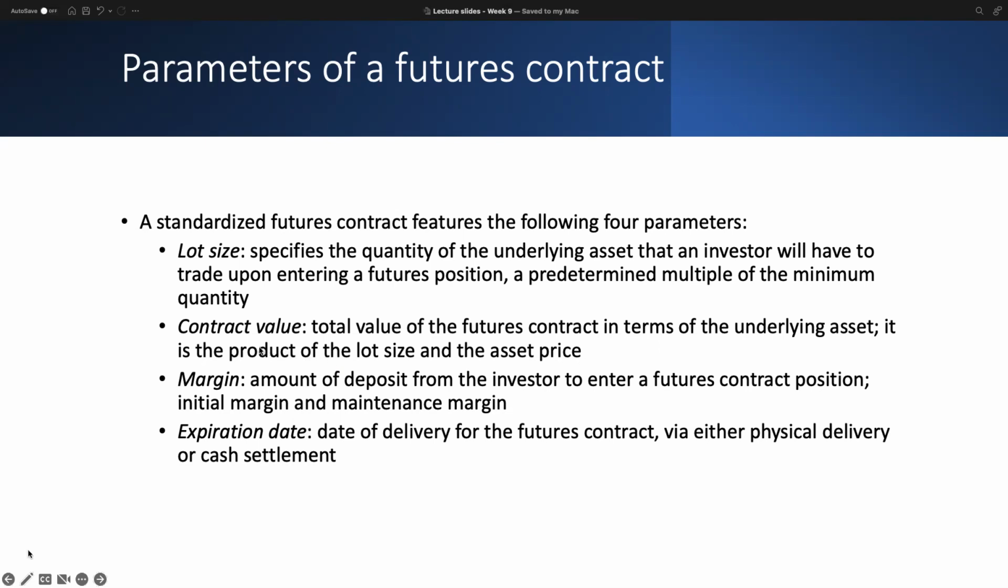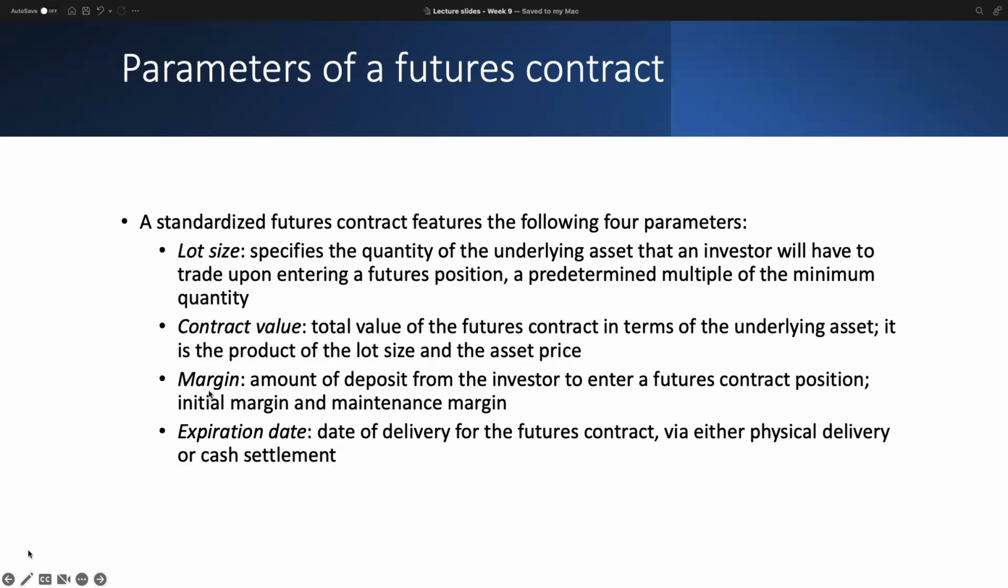Therefore, we can calculate the contract value, which is the total value of the futures contract in terms of the underlying asset. The calculation is just the multiplication of the lot size, how many units we want to purchase or sell, and the price of each asset. So for example, if one futures contract corresponds to 100 stocks and the stock price is 100, then one futures contract would correspond to 10,000 in asset value.